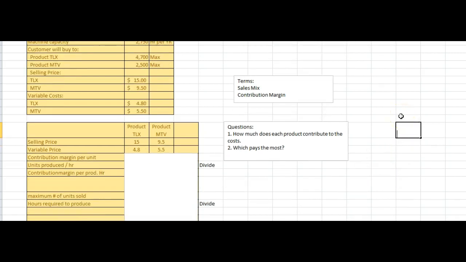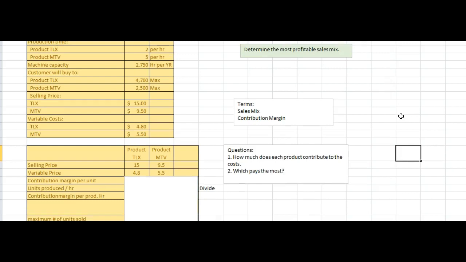So what do you do with this? Well, first of all, you've got to see which one contributes the most to the overhead. So let's look at that. How do I figure a contribution margin? Well, I take the selling price minus the variable cost. That gives us a contribution margin per unit of $10.20 and $4.